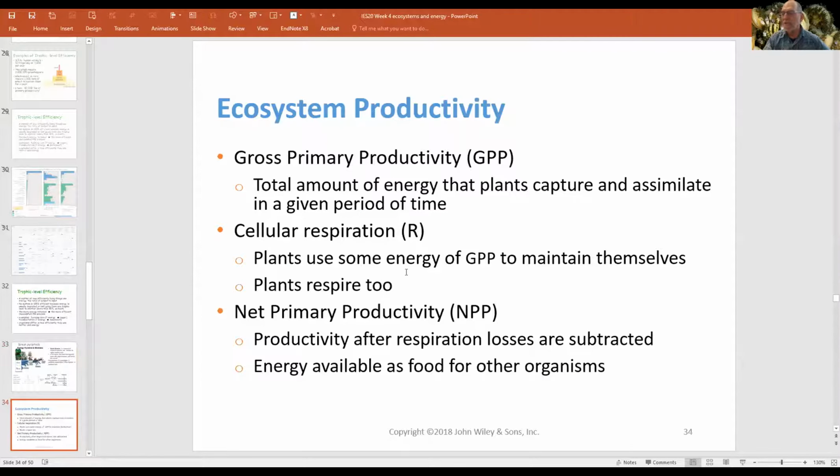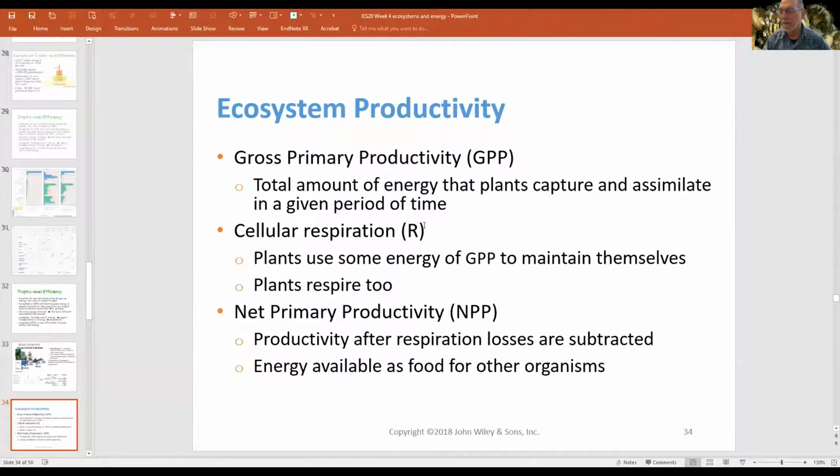So we can classify this in terms of productivity. The gross primary productivity is the total amount of energy that plants capture and assimilate over time. If you think about the energy that's driving plant production, that's energy coming from the sun, combined with available nutrients and other limiting factors, water, soil types. That total productivity represents the total amount of energy that plants capture and assimilate for any time period. But there is a cost to that.